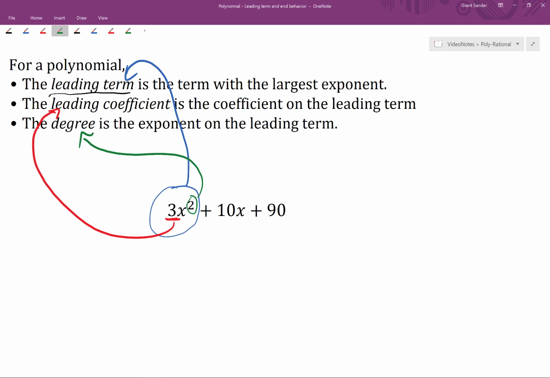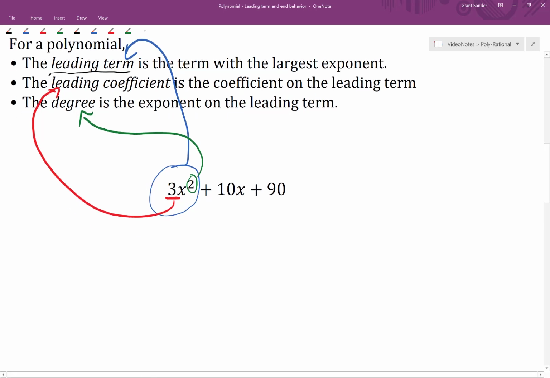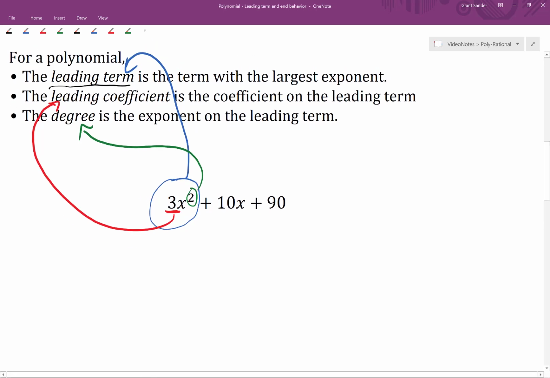Recall that when we look at a polynomial expression, the term with the largest exponent becomes increasingly close to the total value of the polynomial expression when x increases or decreases without bound. So when x is really, really large in either the positive or negative direction, that leading term ends up being a very, very good approximation of the total polynomial.